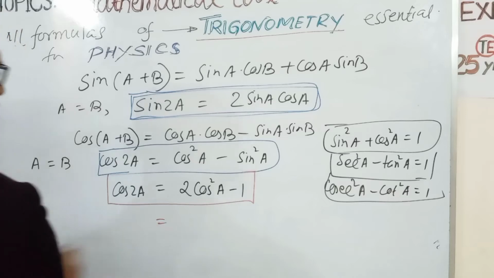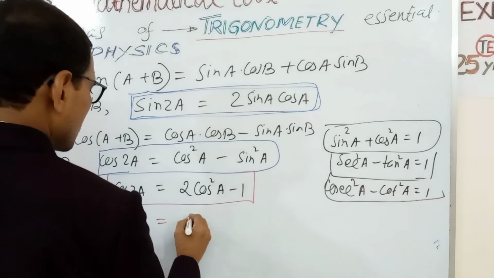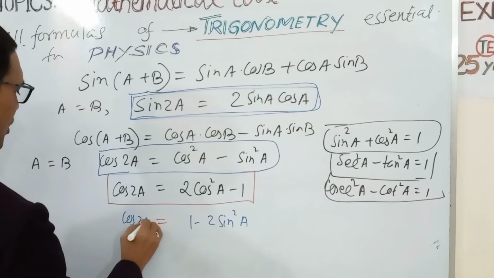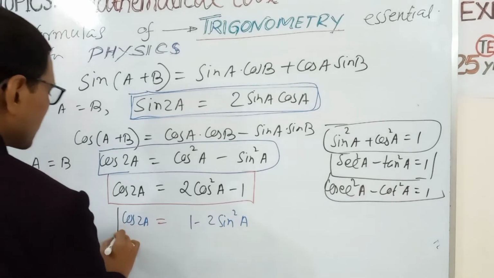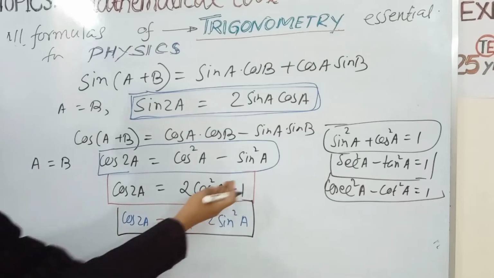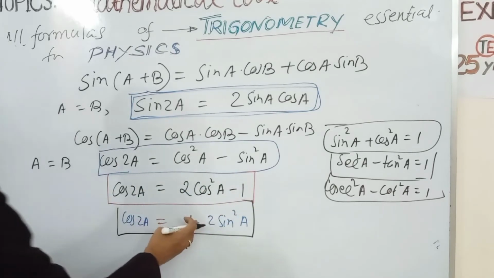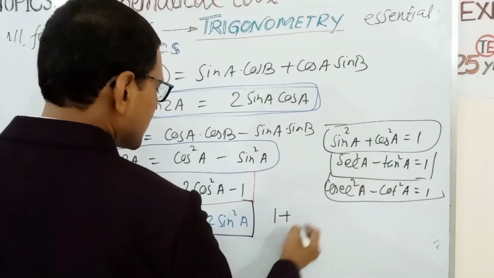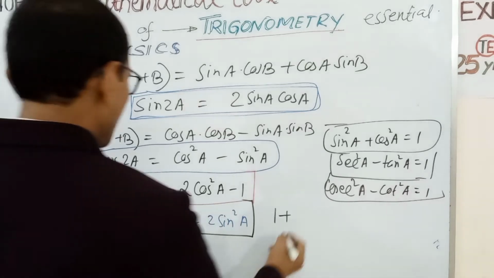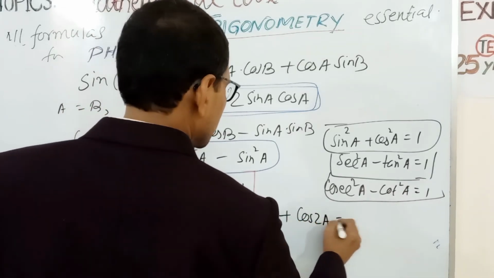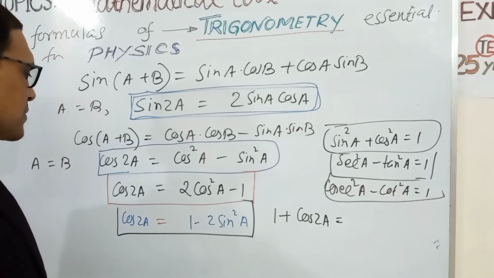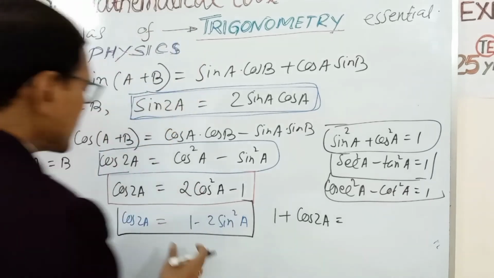Now if we put cos square a equal to 1 minus sin square a, then this becomes 1 minus 2 sin square a. So cos 2a equals 1 minus 2 sin square a, another formula. Now if we reverse this, that is 1 on this side, 1 on this side, then you have another formula to remember in this form. This formula is most used in physics derivations, so you have to remember it.